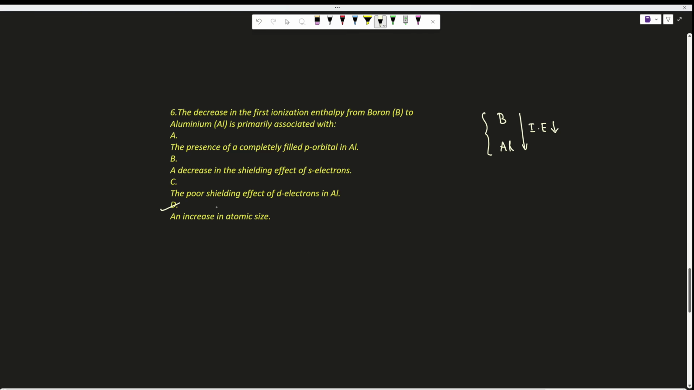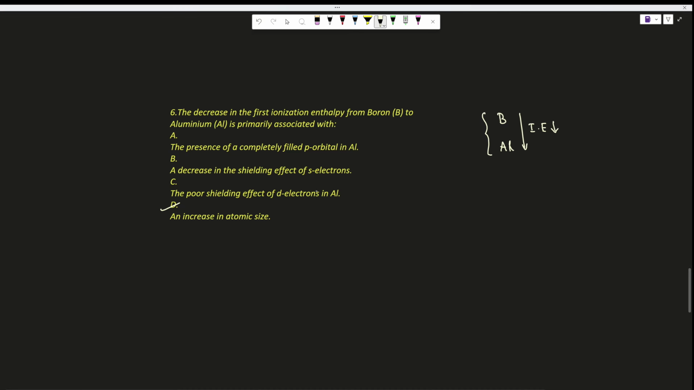Okay, so they have given here poor shielding of d electrons in aluminium. No, we don't have d electrons in aluminium, right? Then decrease in shielding effect of, yes, presence of completely filled p. No, those are not the reasons. Here it is according to the normal trend.